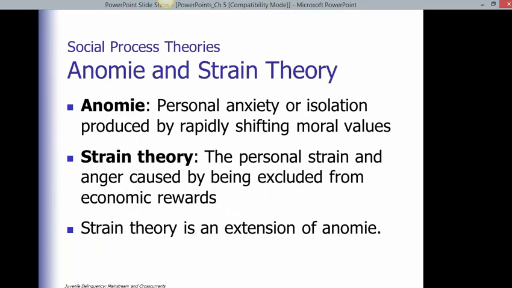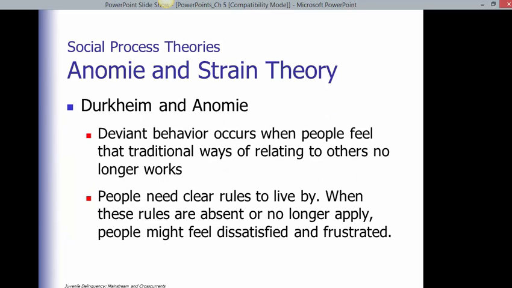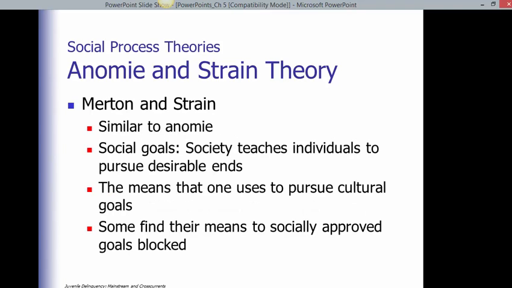Anomie and strain theory. Anomie is personal anxiety or isolation produced by rapidly shifting moral values, and strain theory is the personal strain that causes anger by being excluded from economic rewards. Strain theory is an extension of anomie. Durkheim and anomie. Deviant behaviors occur when people feel that traditional ways of relating to others no longer work. People need clear rules to live by. When these rules are absent or no longer apply, people might feel dissatisfied and frustrated.